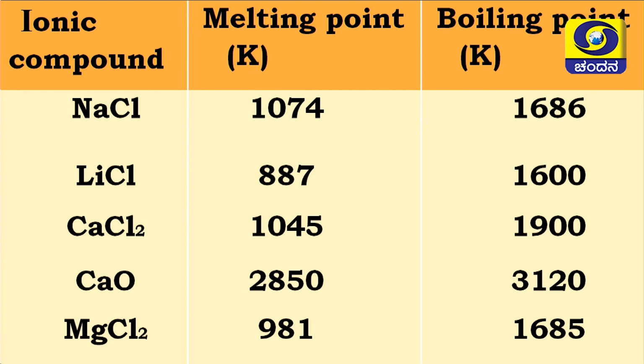Calcium chloride 1045 Kelvin of melting point and the boiling point is 1900 Kelvin. Calcium oxide has 2850 melting point and boiling point is 3120 Kelvins. Whereas magnesium chloride, the melting point is 981 Kelvins and the boiling point is 1685 Kelvin. From all this we can know that the ionic compounds have very high melting as well as boiling points.